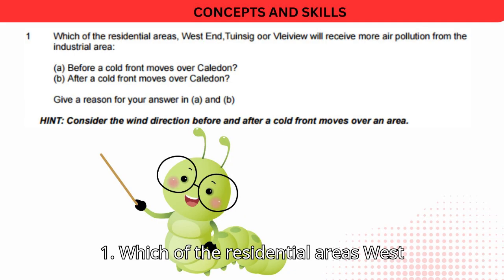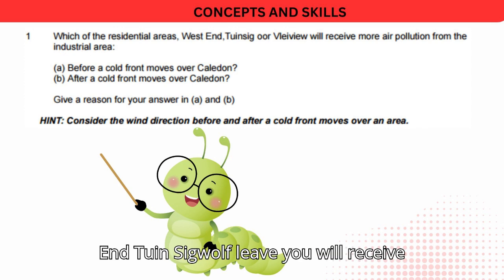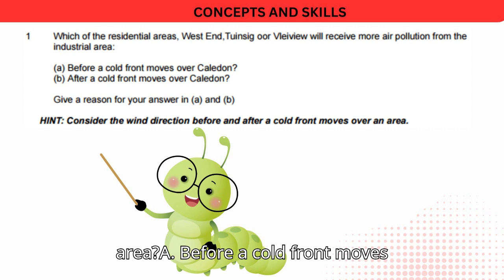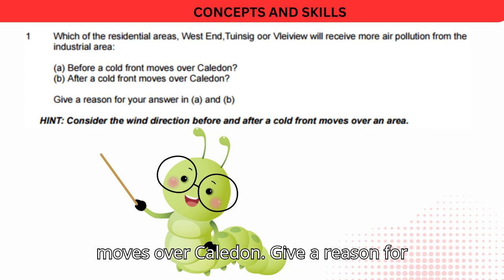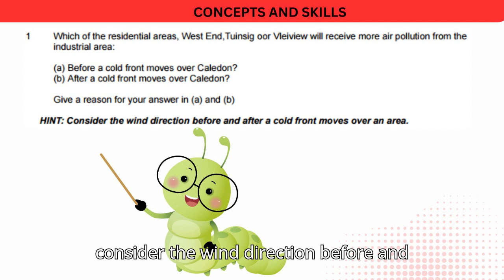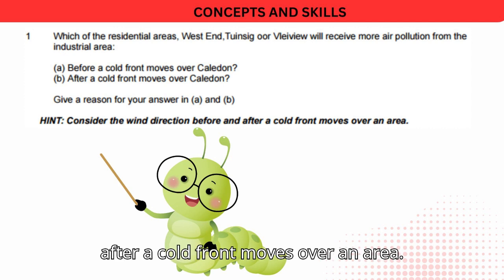1. Which of the residential areas, West End or Tuinsig Levy, will receive more air pollution from the industrial area? A. Before a cold front moves over Caledon. B. After a cold front moves over Caledon. Give a reason for your answer in A and B. Hint: consider the wind direction before and after a cold front moves over an area.